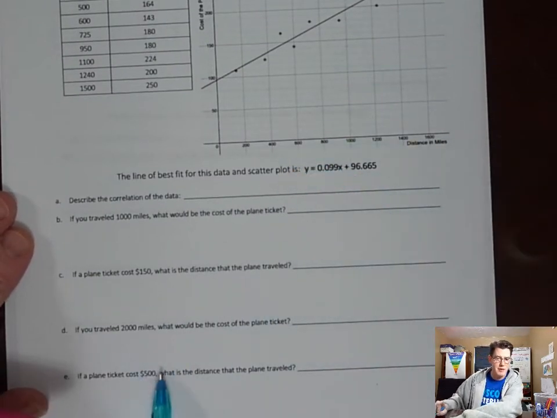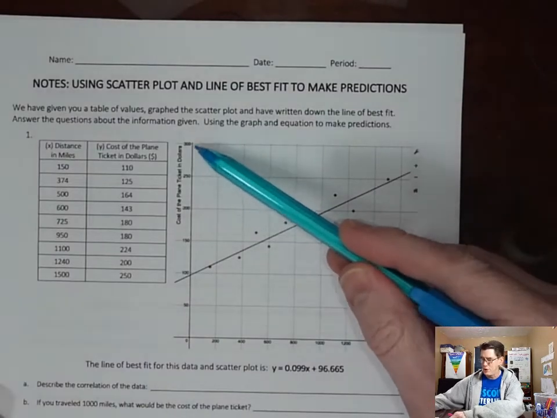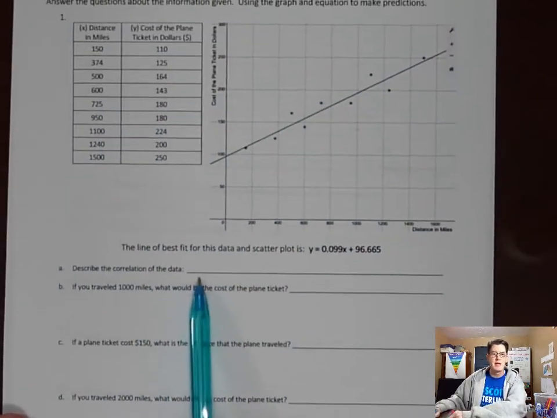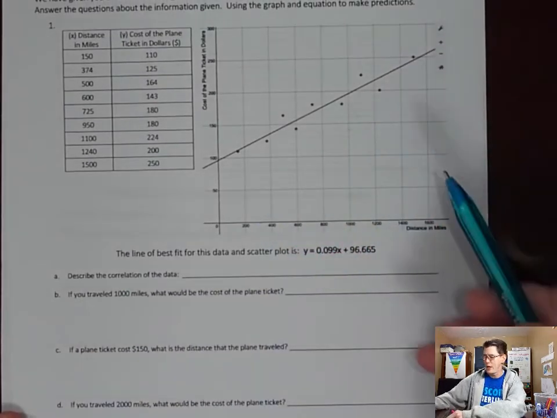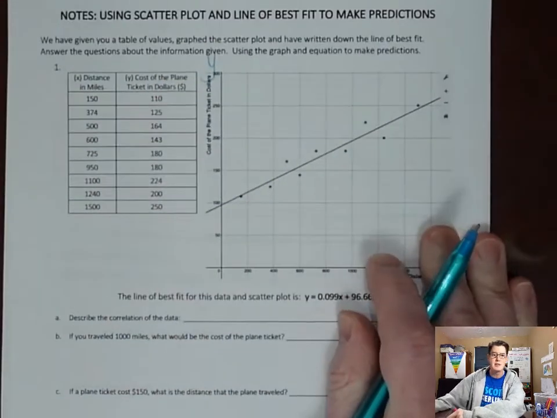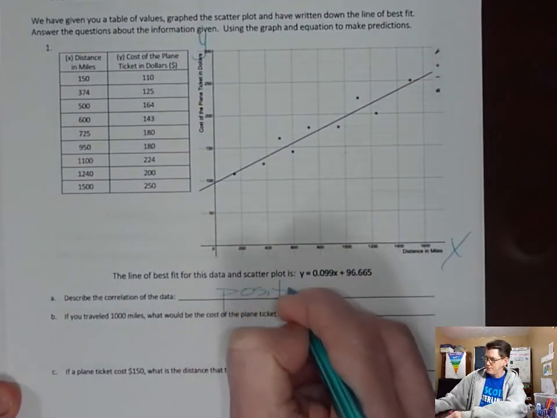For example, even if the plane ticket was $500. Well, wait, that's the y variable. What do we do there? I'm kind of skipping ahead, but here we go. Describe the correlation of the data. Well, going up. When one goes up, the other goes up. There's the x-axis, the y-axis. So it's a positive correlation.